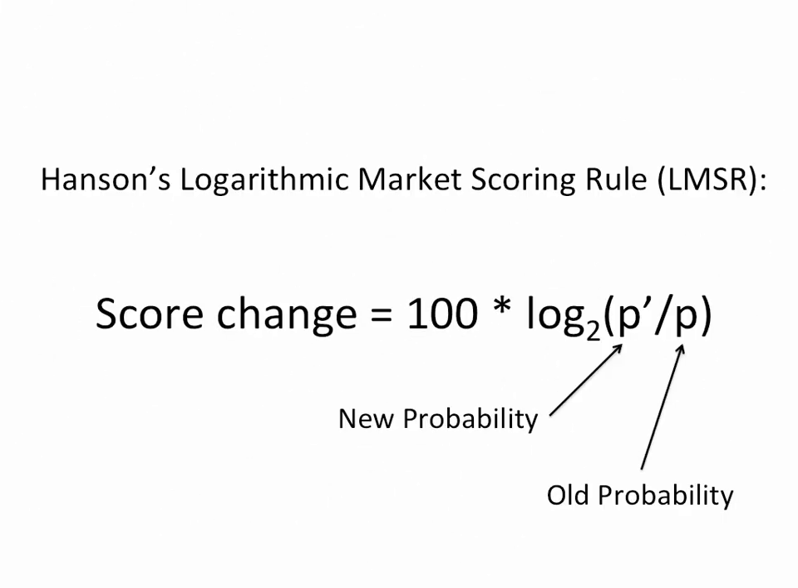The Dagger scoring market is governed by Hanson's logarithmic market scoring rule. So when you make a new probability forecast, your score updates using the formula shown here: 100 times log base 2 of p prime divided by p. In this case, p prime is the new probability that you're entering for an event, and p is the old probability for the event.